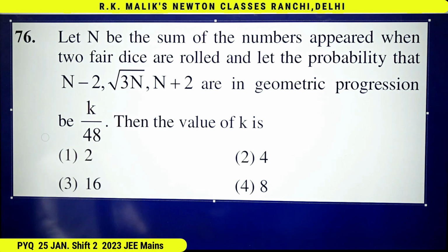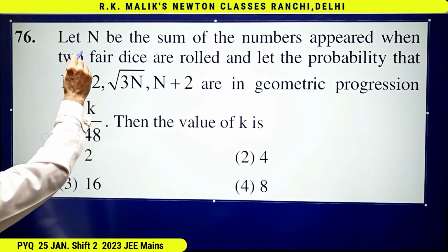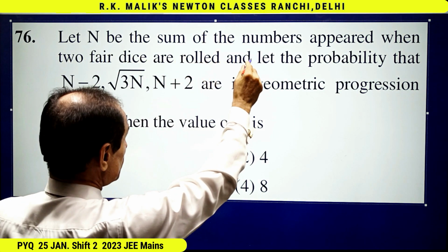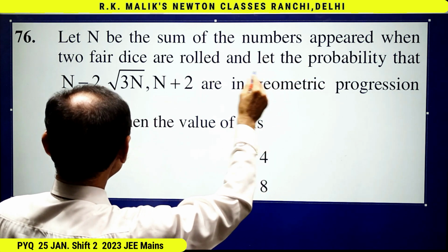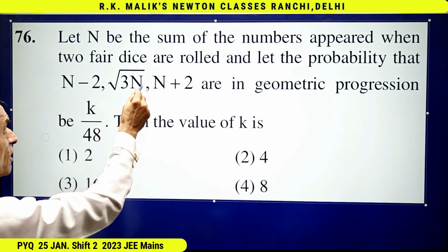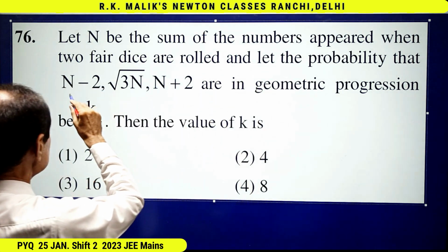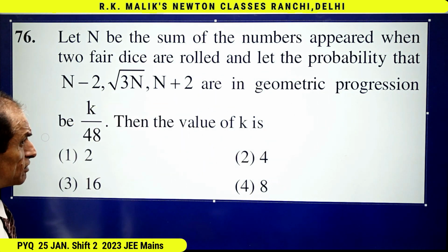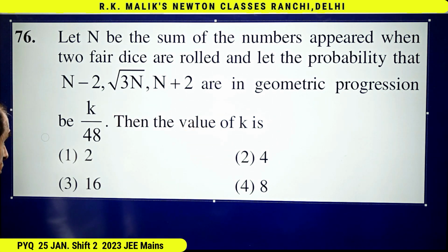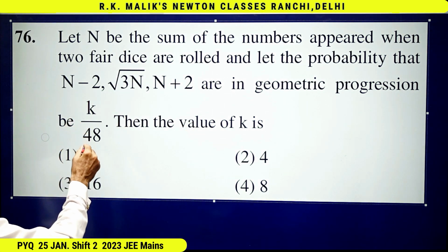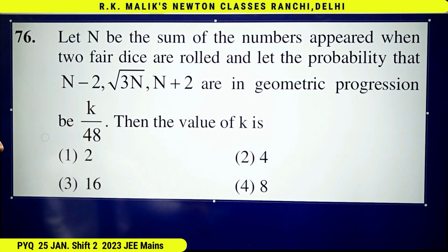In this question, it is given that let capital N be the sum of the numbers appeared when two fair dice are rolled, and let the probability that these three numbers are in geometric progression be k upon 48. Then the value of k is, you have to find the correct choice.